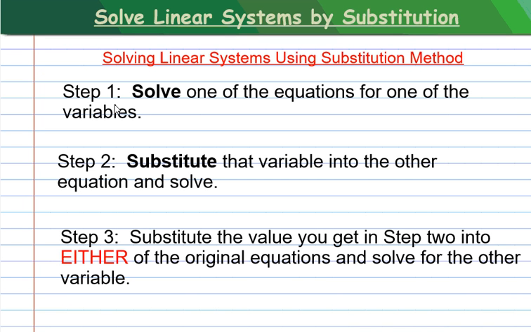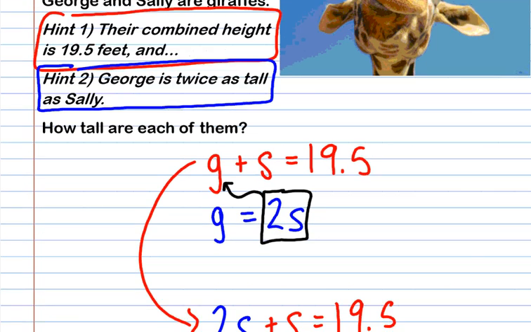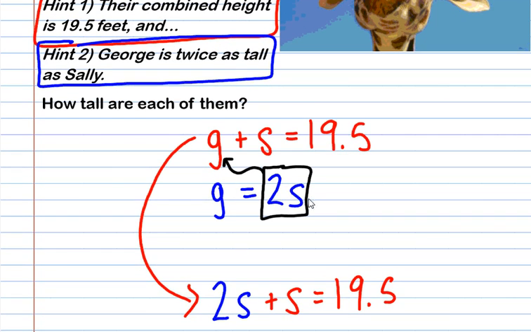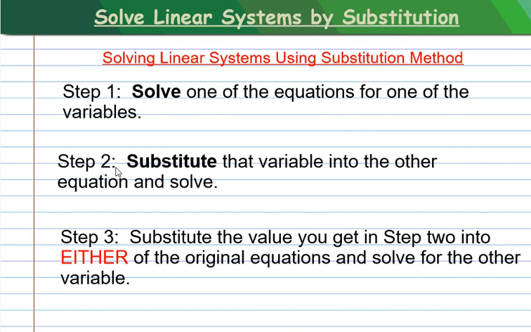Step 1 is solve one of the equations for one of the variables. In our giraffe example, that was this second equation. G was solved for. When we say solve for, we mean get a variable by itself. G is equal to 2 S's. Second step is substitute that variable into the other equation and solve. That's what we did here.